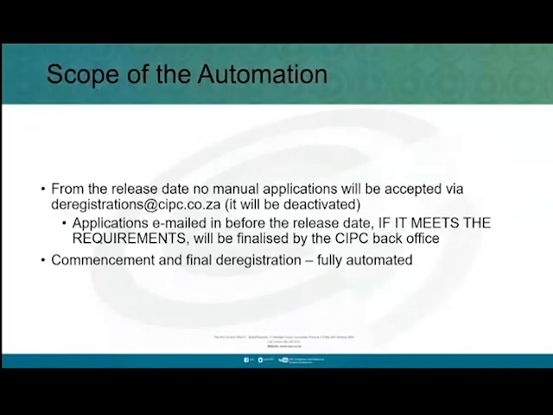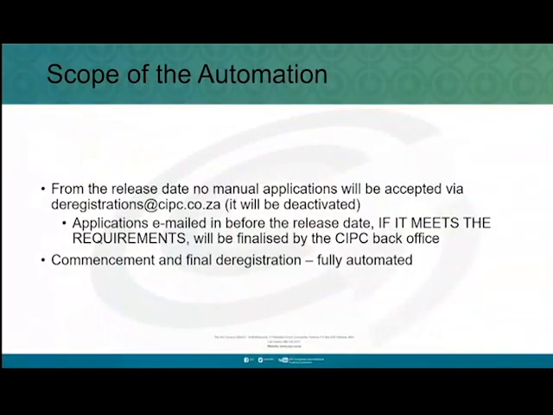So the scope of the automation: it was released on the 8th, and from that date, any manual applications will not be received by the mailbox. We've basically deactivated the mailbox. You'll get an auto reply from the mailbox to say, please use one of the electronic services, because we're not going to process it manually. What we have to note here is that as part of our migration strategy, we're moving from our old databases to new database structures.